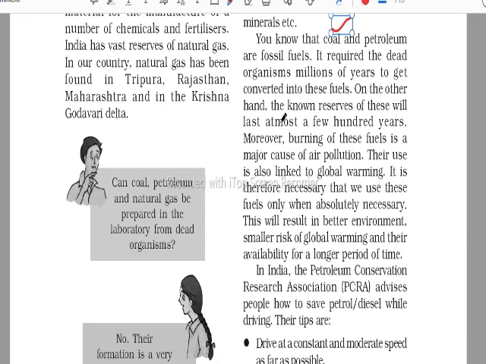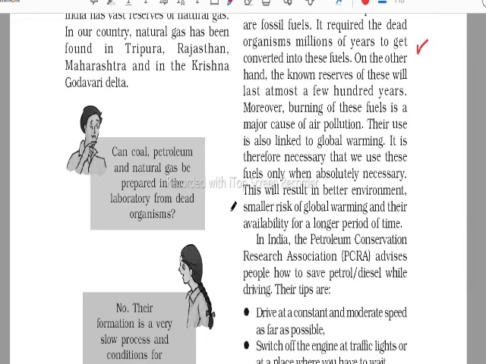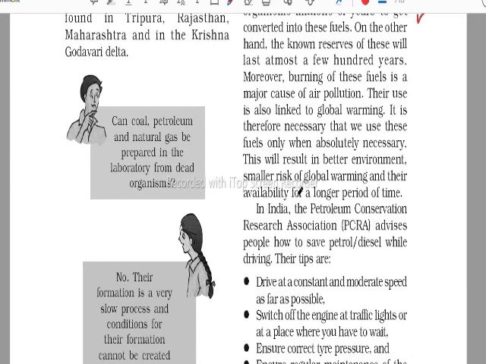Students, we know that coal and petroleum are exhaustible natural resources. So we need to use them wisely. See, it required millions of years for dead organisms to get converted into fuels. So the reserves are very limited. So their use also needs to be careful, right?